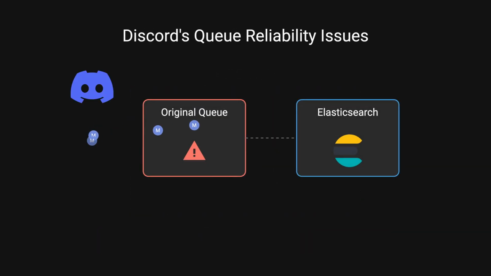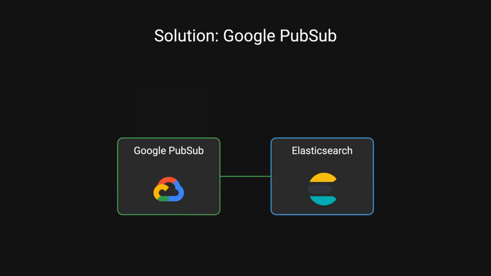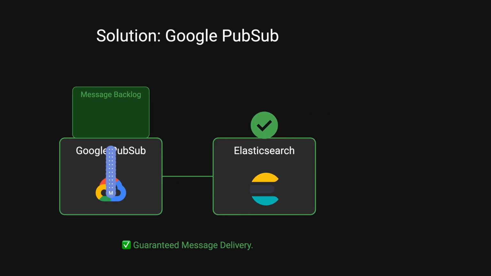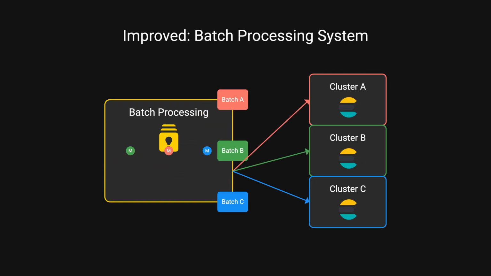To solve their queue reliability issues, Discord replaced it with Google PubSub, which provided guaranteed message delivery and could tolerate large backlogs without dropping messages. This meant that even if Elasticsearch fails to index messages, the messages would never be lost. They also fixed their bulk indexing strategy. They implemented a batch processing system that would group messages by their destination.